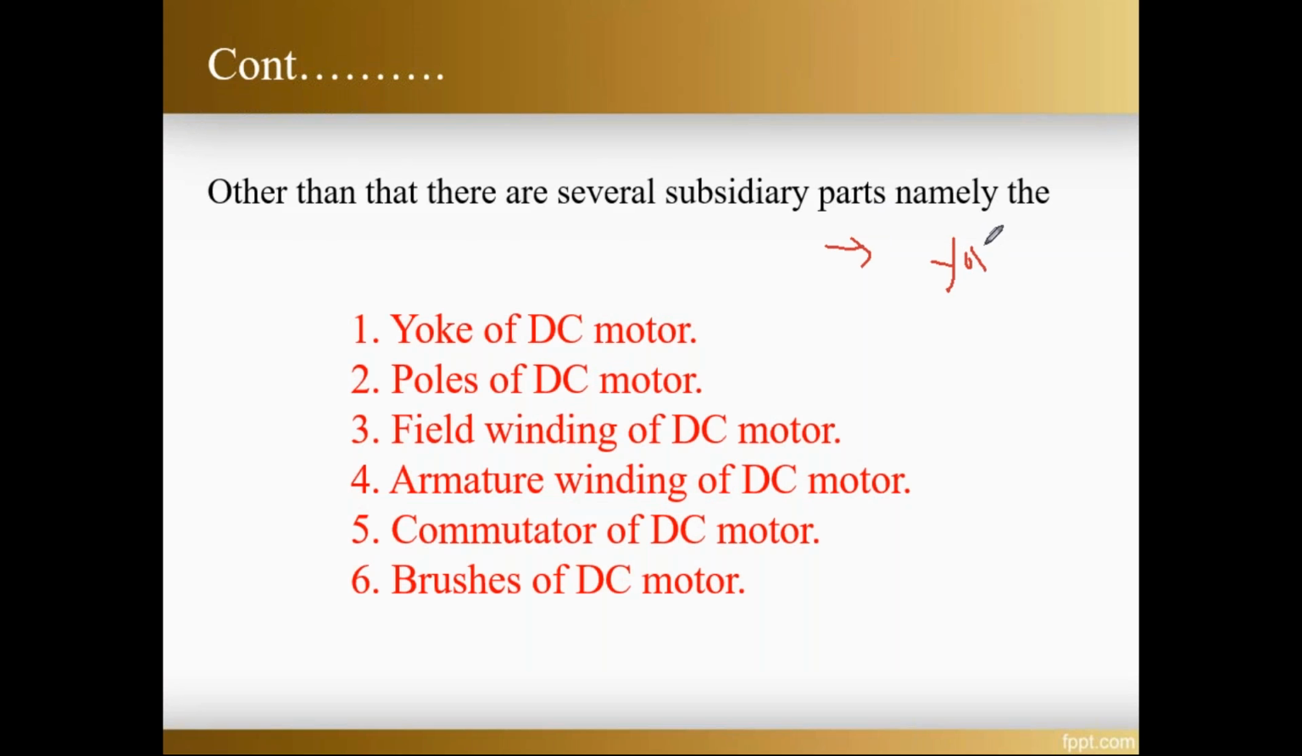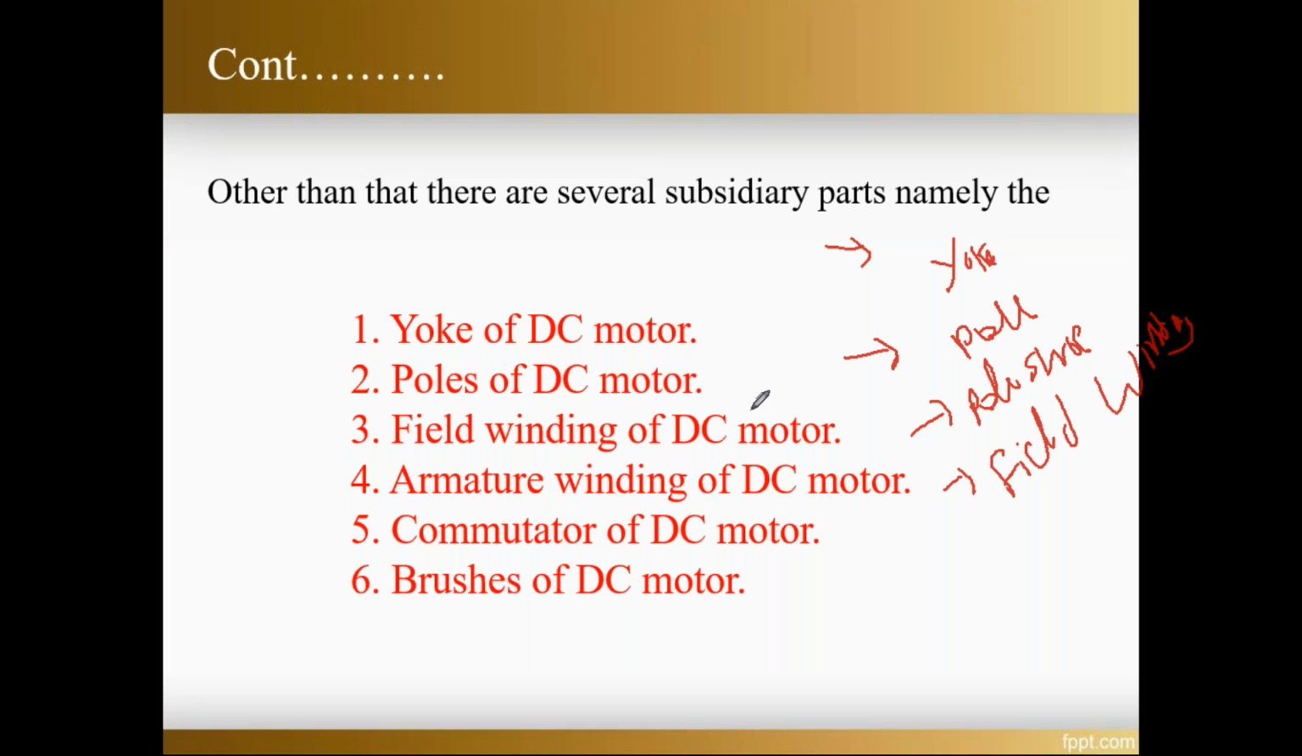Yoke is the outer frame, and the second one is poles, and the third one is pole shoe, and the fourth one is field winding. These are the four parts included in the stator. Here they mentioned only three, but actually we have four: yoke, pole, pole shoe, and field winding. So these four belong to the stator.